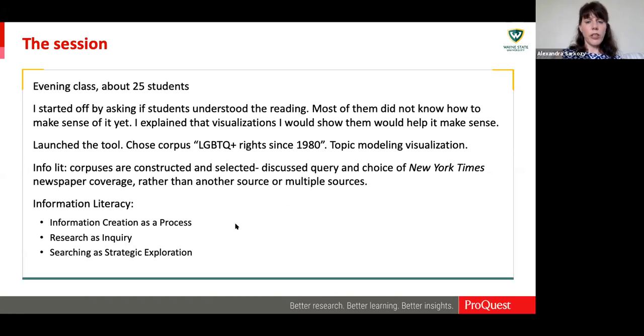The information creation is a process. It undergoes iterations. It undergoes interpretation. Research is inquiry. You have to think critically about all the tools that you use and what goes into your corpus and your choice of analysis. And searching is strategic exploration.